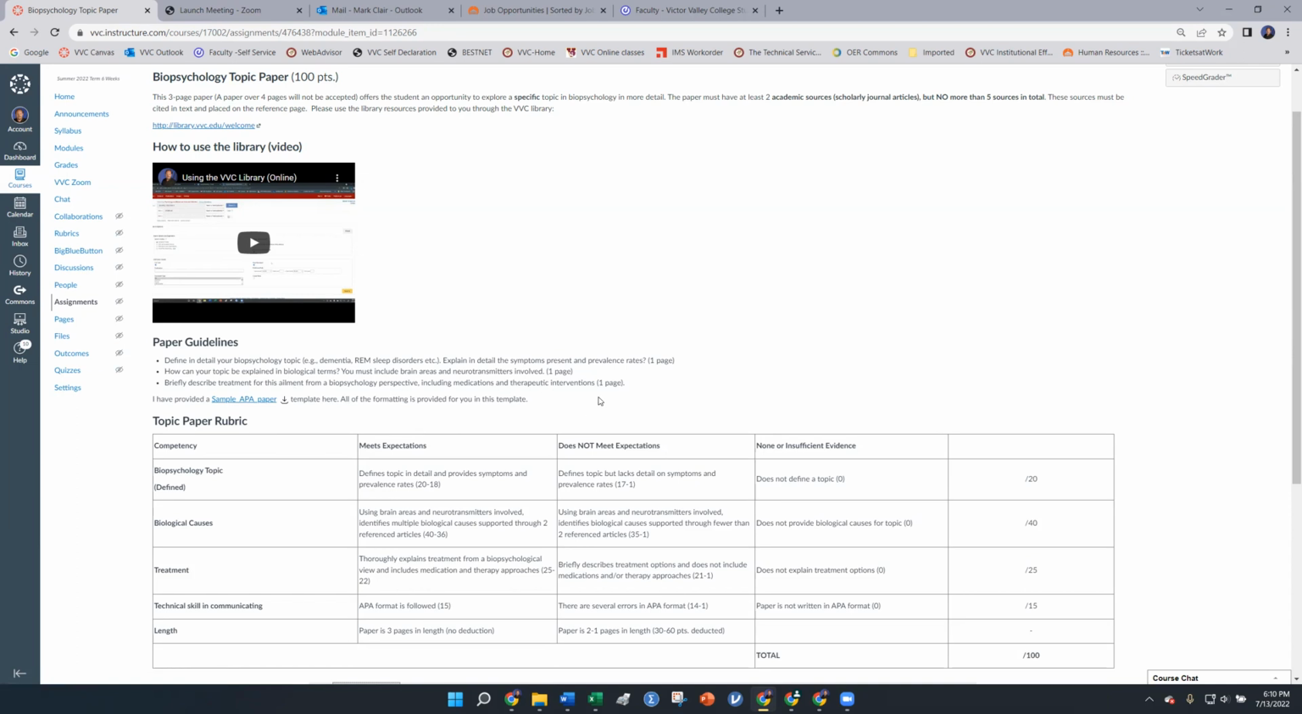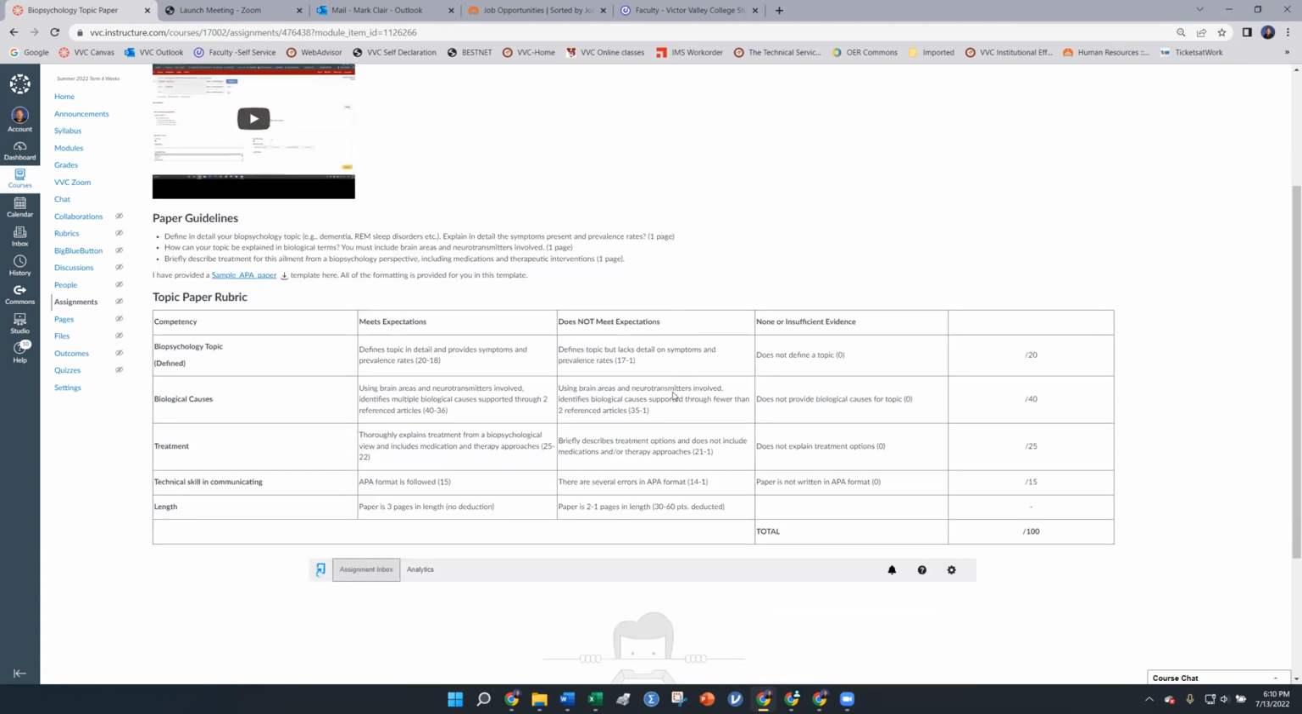That's it. Those are your 3 pages. Make sense? Okay. I also gave you a rubric right here. So it's worth 100 points. Define topic in detail, provide symptoms and prevalence rates using brain areas and neurotransmitters, thoroughly explains treatment. The APA format is followed, paper is 3 pages. You got it. Okay, you're good to go.